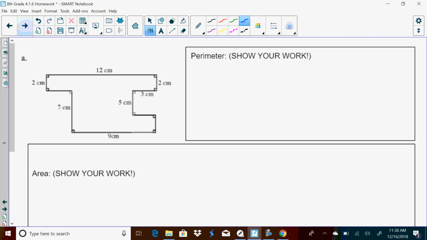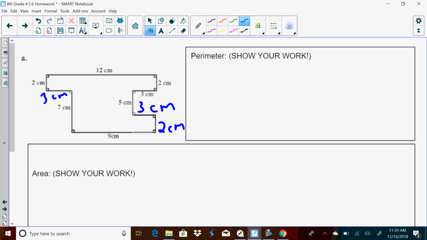Problem A, it says find the perimeter, show your work, and then also find the area. So when you do the perimeter, you have to go all the way around the outside. So I know that this is 12, 2, 3, and 5, but I don't know what this little piece here is. But I know the bottom is 9, and I know that 3 is right here. So these two have to equal each other. So that is 3 centimeters. This one right here has to equal 7, and 5 plus 2 would give me the 7 centimeters. And then this piece over here has to equal 12. So this is 9, so it would have to be 3 centimeters to get me to that 12.